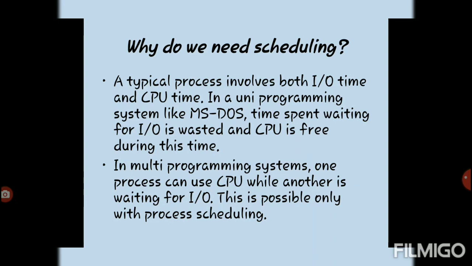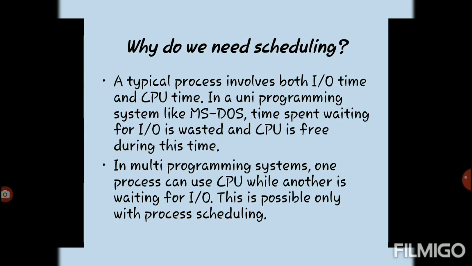Why is scheduling needed? Actually, what is scheduling? Scheduling is scheduling the processes who are waiting for the processor. So, arranging the processes who are waiting for the CPU, that is scheduling. Right. See, here we see two types of systems. One is uni-programming system. Another one is multi-programming system. You have to understand both.